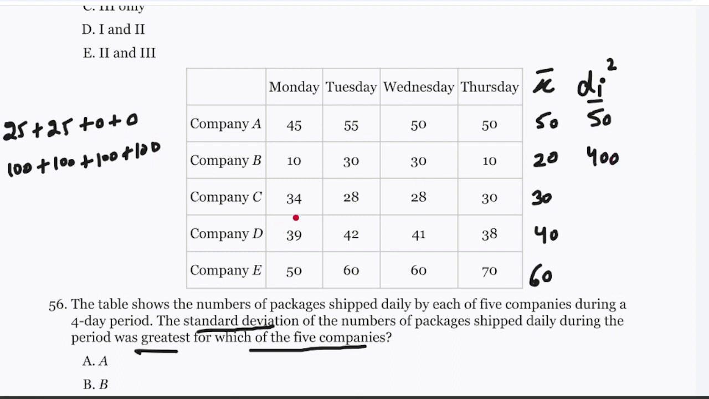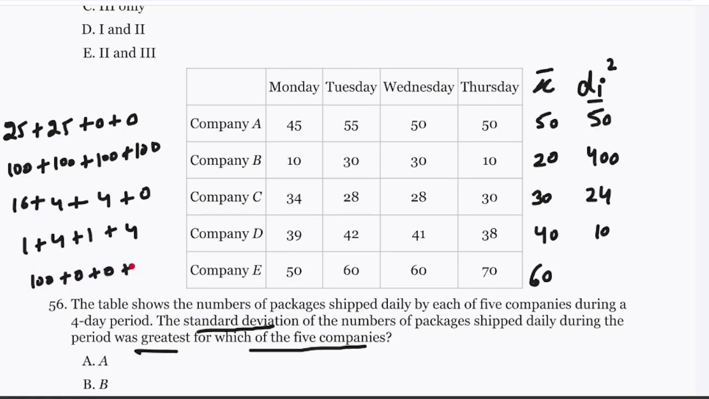For company C, it is 4 square 16, plus 2, 8, 3, 2 square 4, again 4, and then 0. That comes out to be 24. Here 3, 9, 1, minus 5, 1, plus 4, 4, plus 1, 1, plus 4. This is 10. Now for company E, that is 10 square 100, plus 0, plus 0, plus 100. So that is 200.